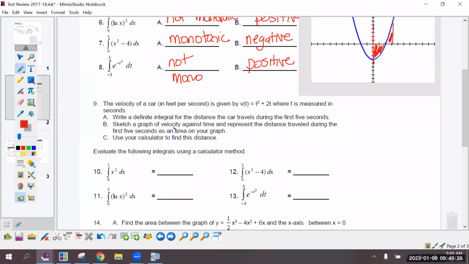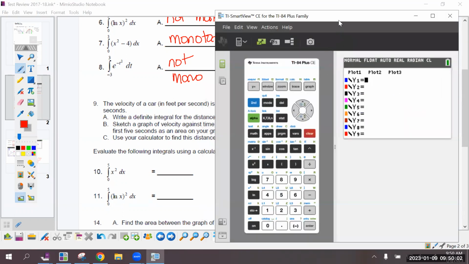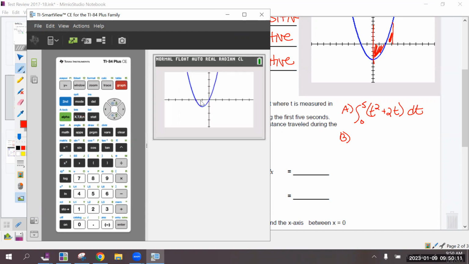All right, number 9. Write a definite integral for the velocity. So for part A, the integral from 0 to 5 seconds of the function dt, because the variable is t. Sketch a graph. Let's type that in. We have to use x squared in the calculator, even though it's t in our problem. I went 0 to 5.